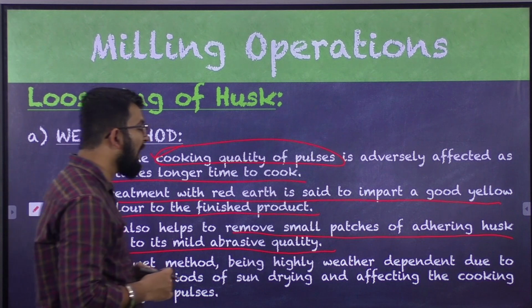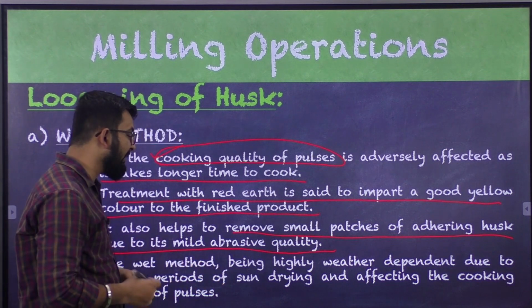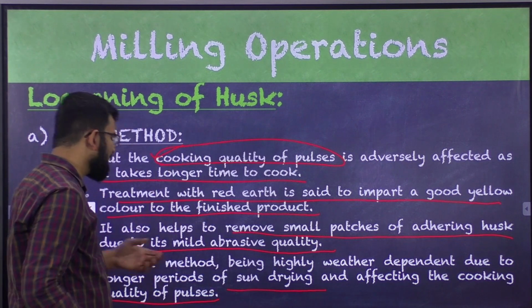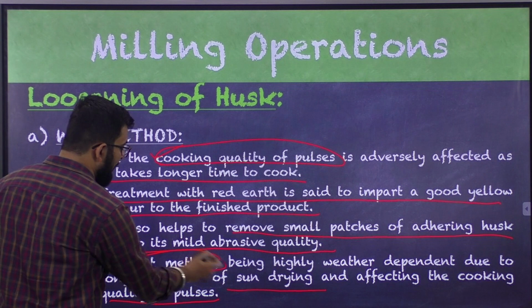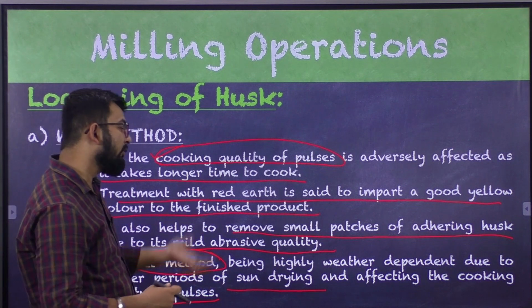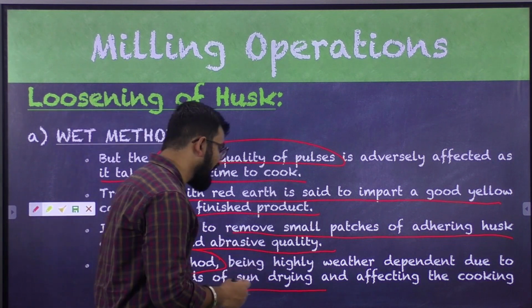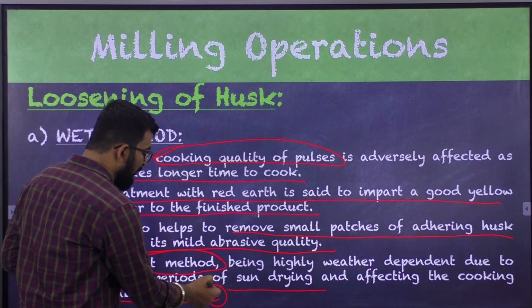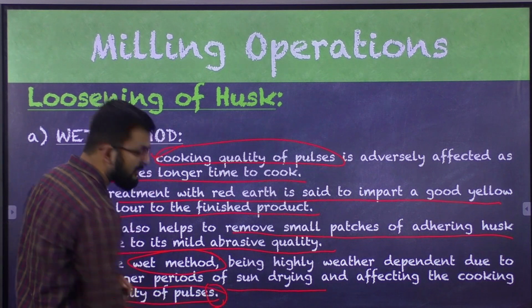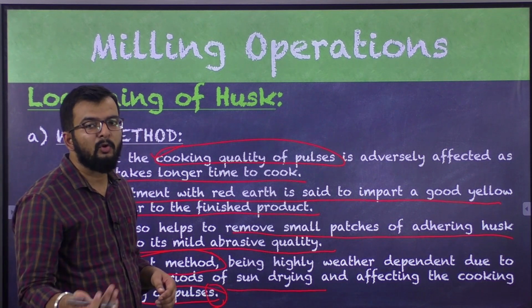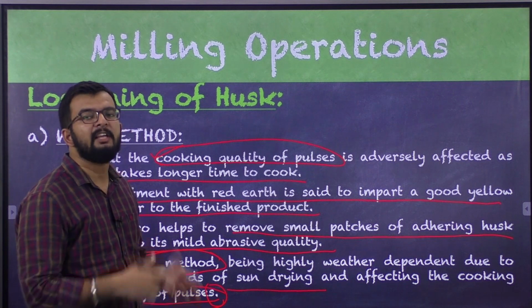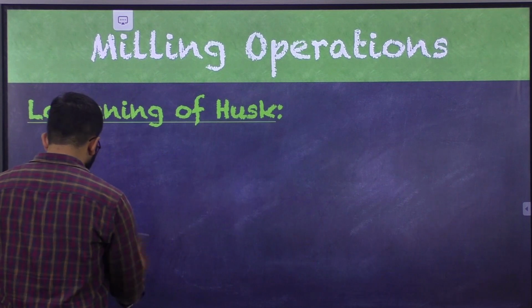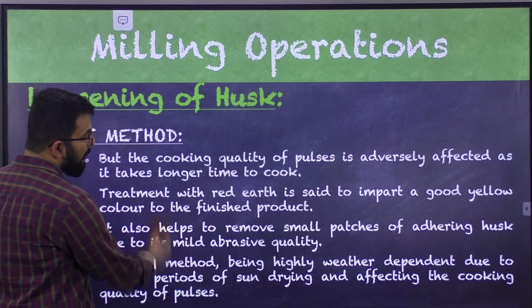The wet method is highly weather dependent due to the longer period of sun drying, and it affects the cooking quality of pulses. See, your wet method is highly weather dependent because it involves sun drying, plus it also affects the quality of your pulses. The longer the steeping time, when you steep it in water, the more time the final finished product takes for cooking. So this is the disadvantage of your wet method.